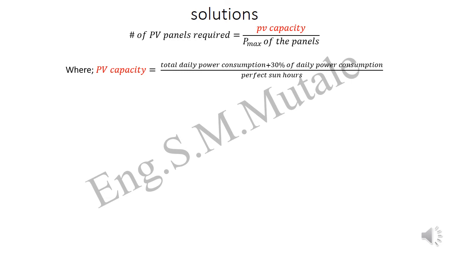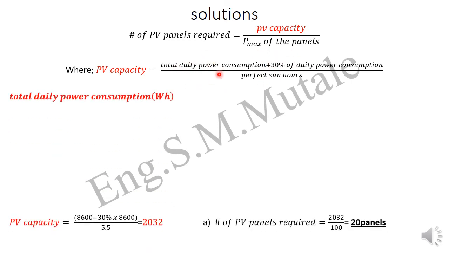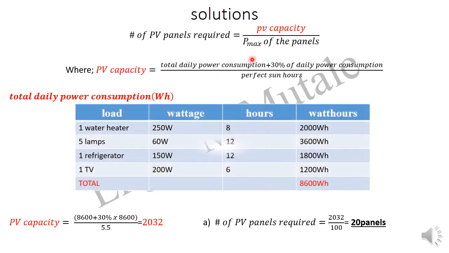Since our house is in Lusaka, peak sun hours we are going to use 5.5 according to our solar resource map. And then total daily power consumption, we will do a load analysis. So the total daily power consumption is simply, we have loads there, wattage, hours, as well as the watt hours. So for the load heater, we've got 1, so it will be the wattage of the heater times the duration of the heater. You multiply that, it will give you that as the total watt hours.